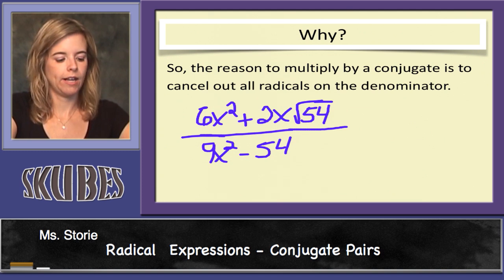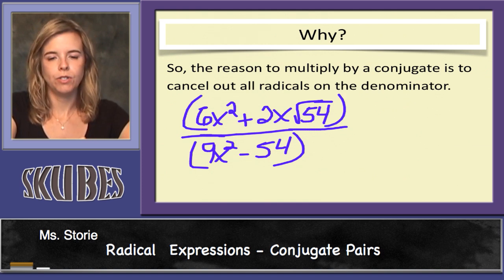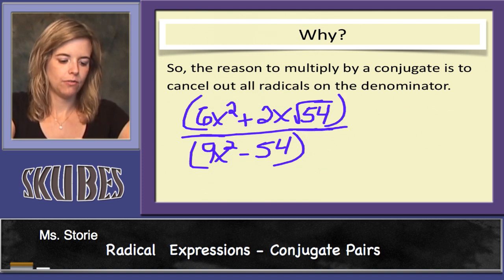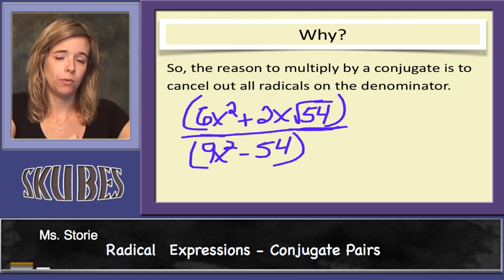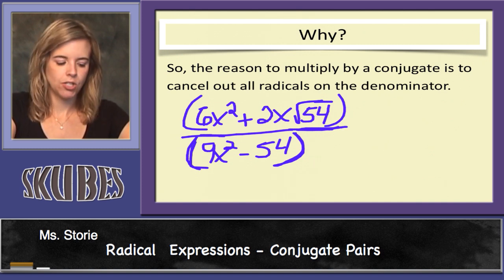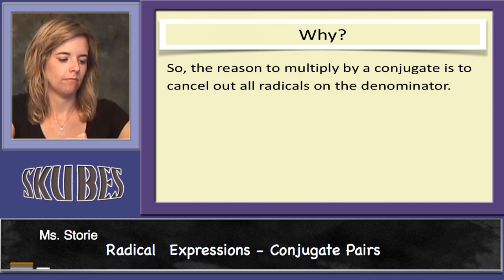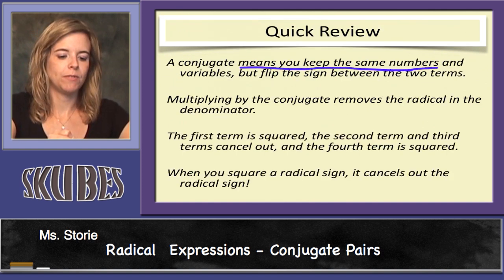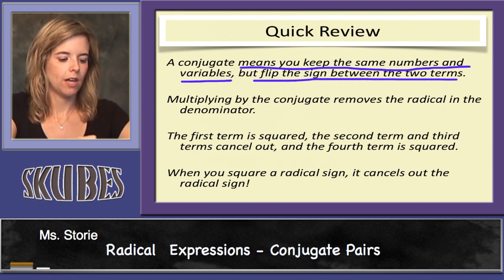At this point, you could go ahead and factor out a 9 from the denominator. You could factor out a 2 from the numerator. You could reduce, take the 54 down to the prime factors, all of that. But all we really wanted to show you right now is that you can rationalize a denominator by using the conjugate. And the conjugate is the same exact terms with a sign flip in between.